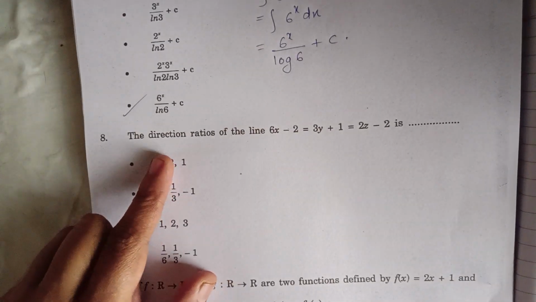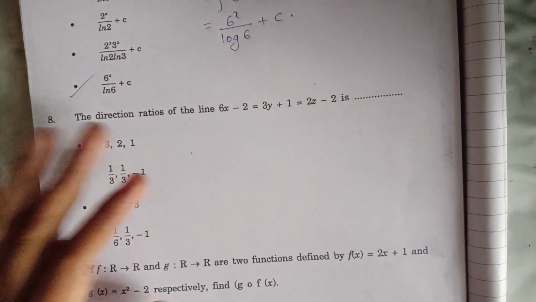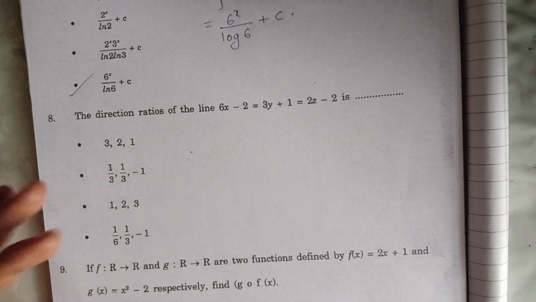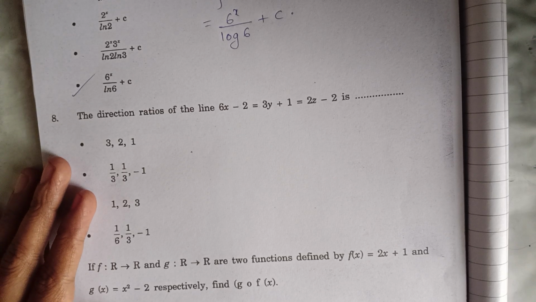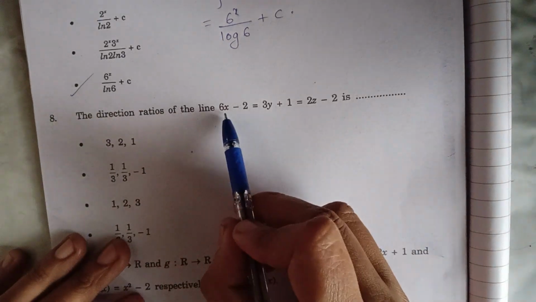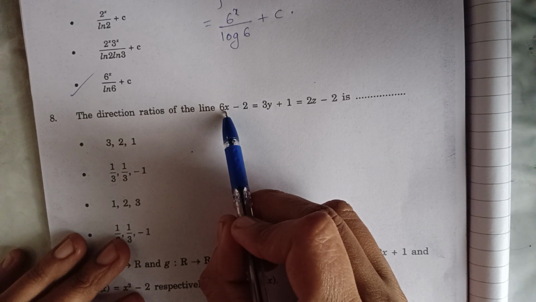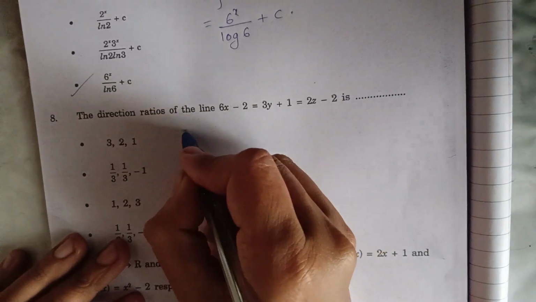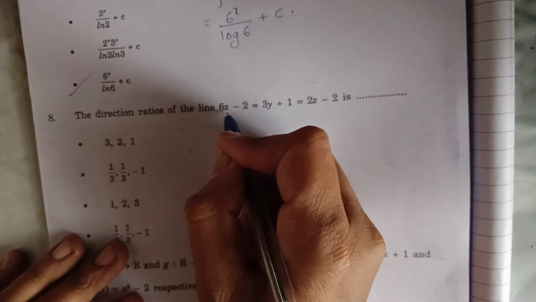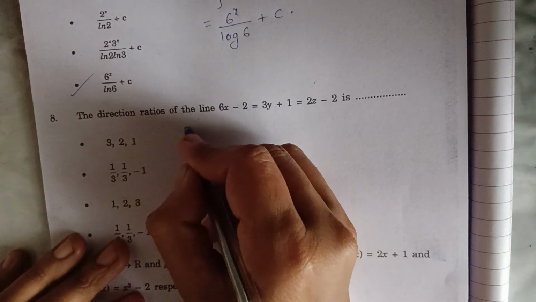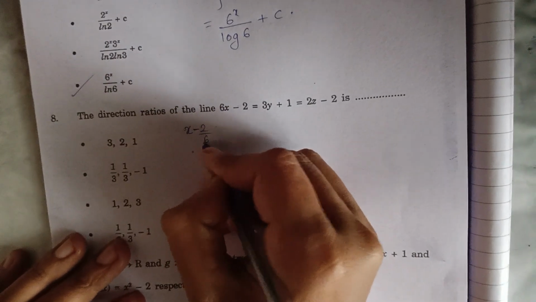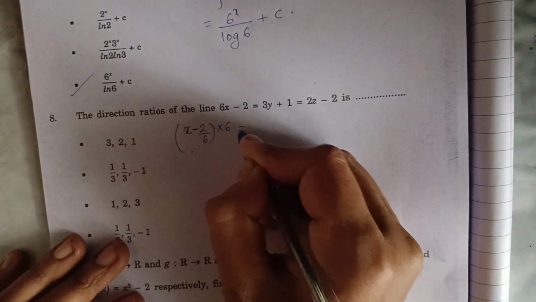What about the direction ratios of the line? First you convert this line into standard form, that is x minus x1 upon a equal to y minus y1 upon b. So taking 6 common, write this by multiplying and dividing by 6. So x minus 2 by 6 into 6.